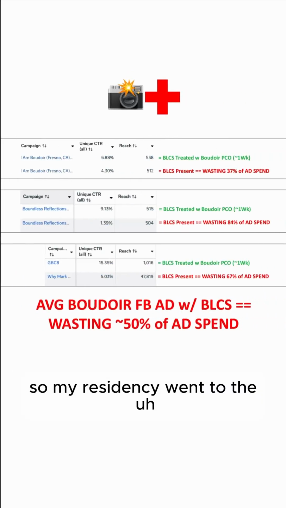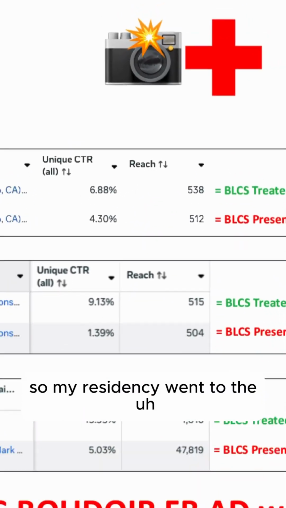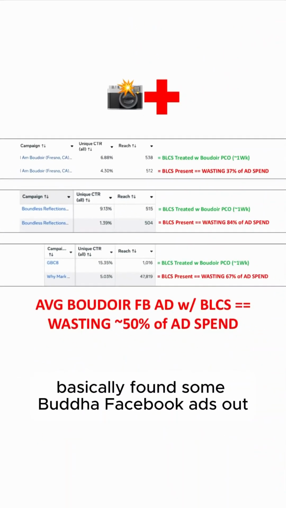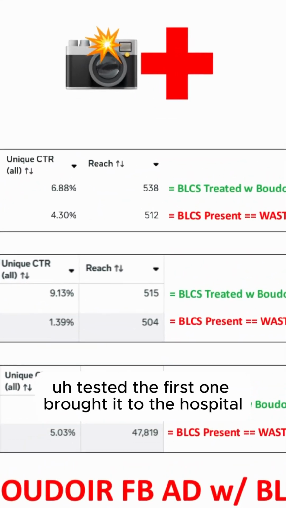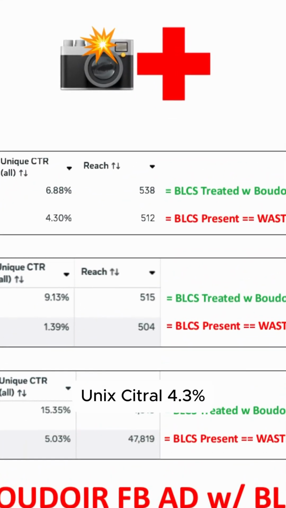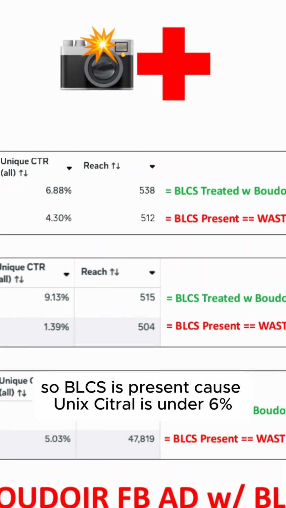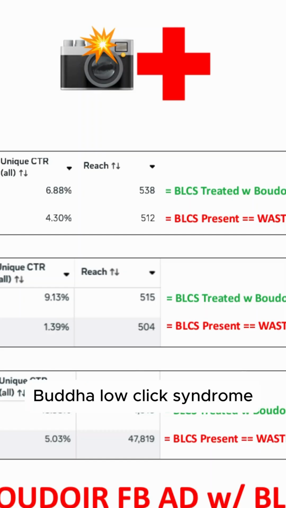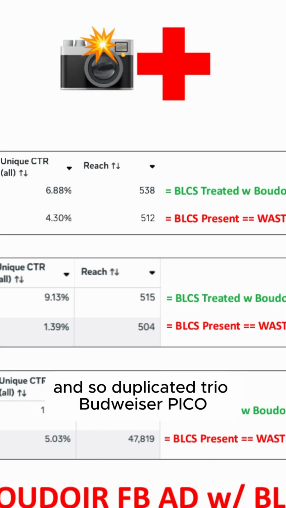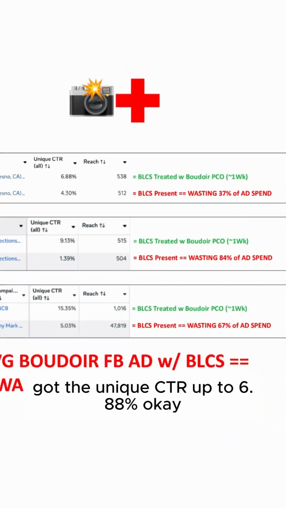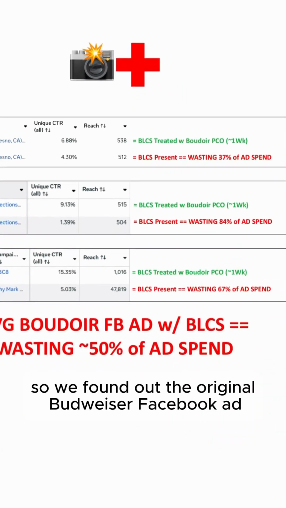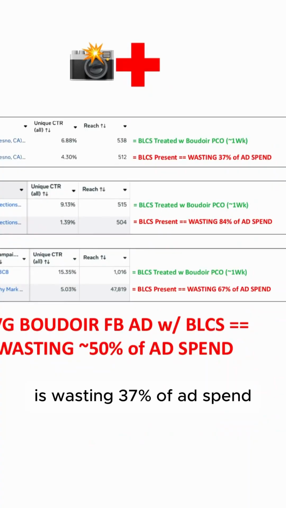So my residency, basically found some Boudoir Facebook ads out in the wild there. Tested the first one, brought it to the hospital. Unique CTR all 4.3%. So BLCS is present because unique CTR all is under 6%, low click syndrome. And so duplicated, treated with Boudoir Pico, got the unique CTR all up to 6.88%. Okay, so we found out the original Boudoir Facebook ad was wasting 37% of ad spend.